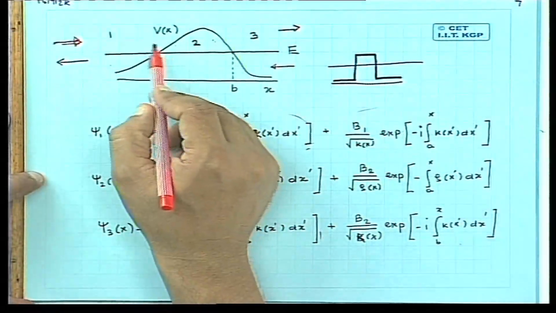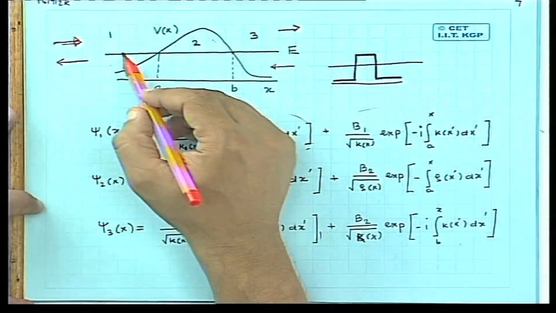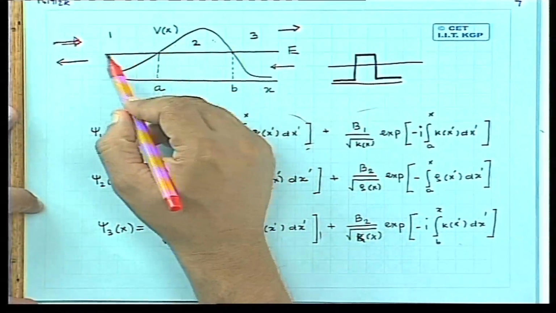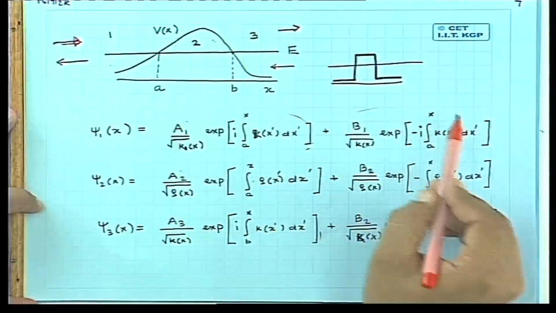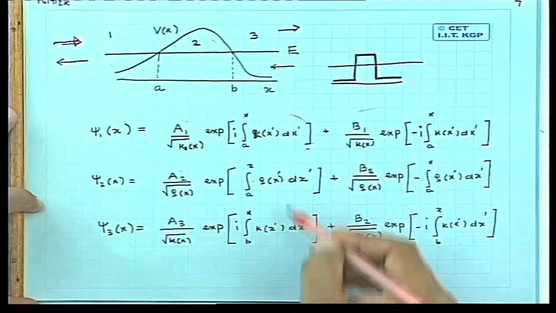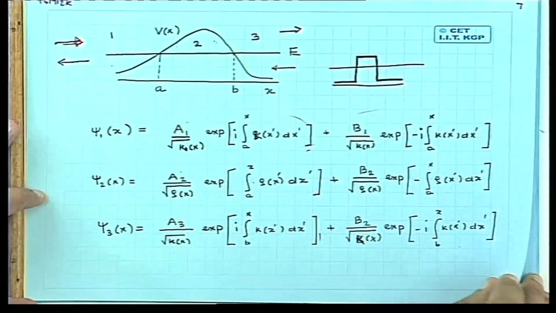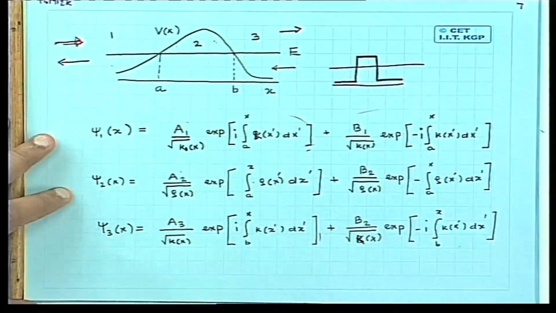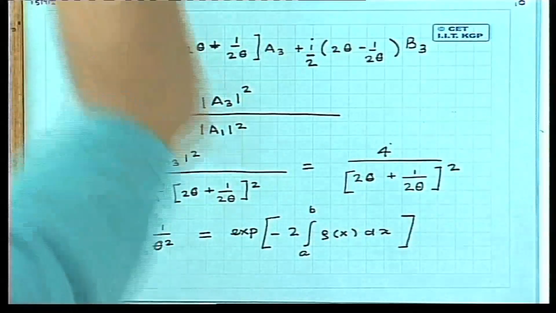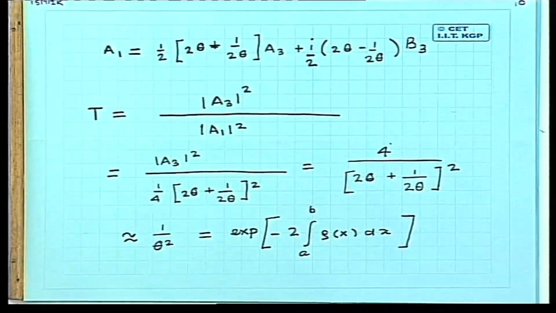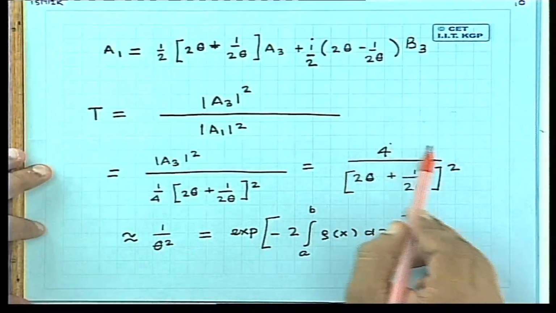These solutions do not hold near the classical turning points. You have to connect these solutions across the classical turning points, and we saw that one can relate these solutions through the classical turning points. We had discussed the relation in the last class, and using this we had calculated the transmission coefficient, and the transmission coefficient turned out to be this.